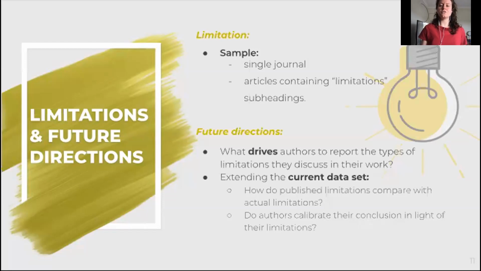And as for future directions, there's a ton of potential here. For one, future studies could investigate the relationship between limitations that authors publish in their articles with other ways of measuring limitations, such as methodological design choices, self-reported or peer-reported limitations, criticism in the media, and so on. Also, future studies might want to investigate the relationship between published limitations and other features of articles, such as the extent to which authors calibrate their conclusions, and so on.